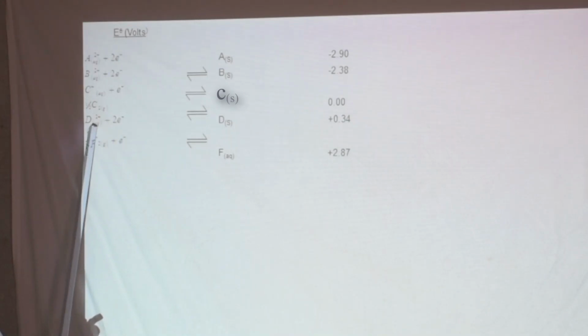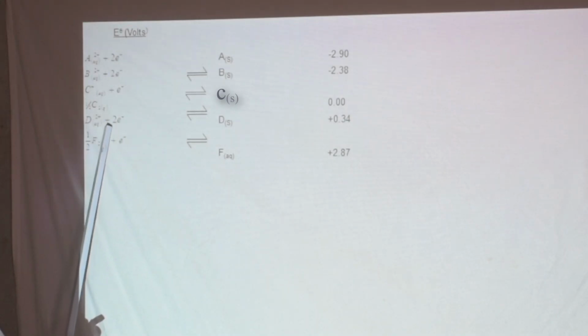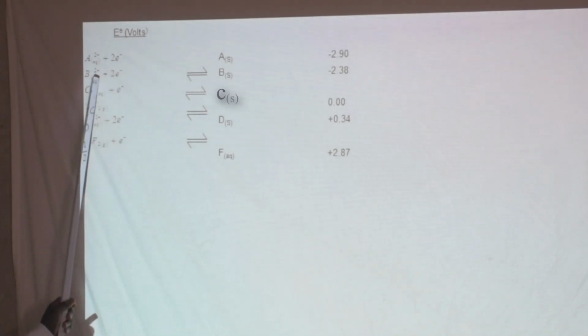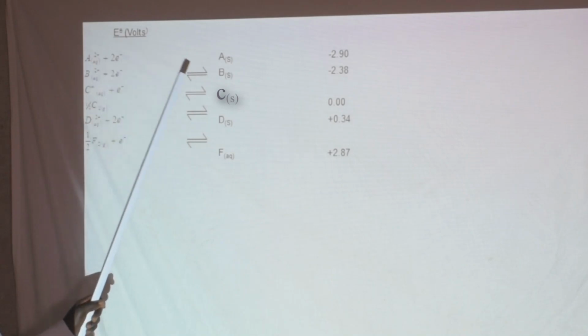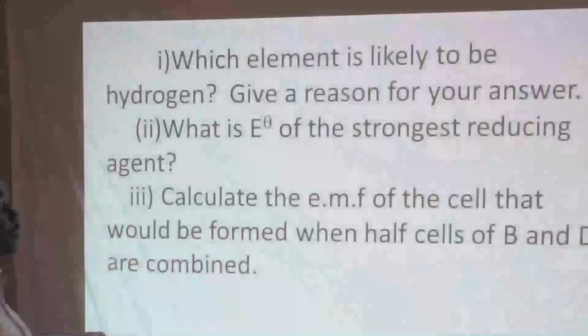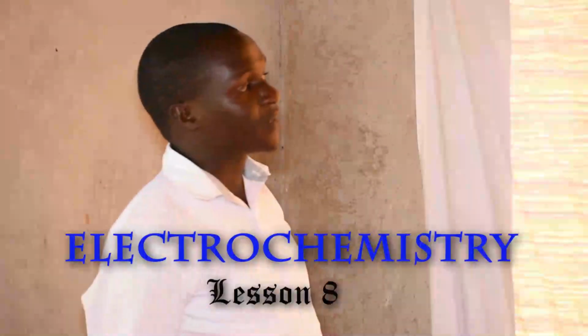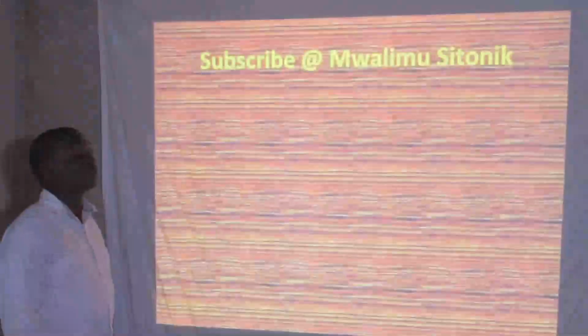D here is actually D 2 plus plus 2 electrons, which gives us D, which is 0.34, and then P 2 plus plus 2 electrons gives us P, then negative 2.38. I hope you can construct that and give us the cell representation with that. Otherwise, that marks the end of our presentation today.